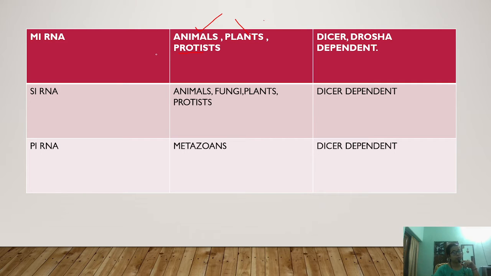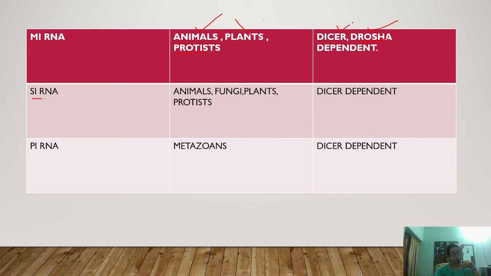In animals, plants and protists, this miRNA is present, and it is Dicer and Drosha dependent, as you have seen in the process. What is Drosha? Drosha is a protein which is found in the nucleus. Why is it required? It is required for the conversion of pri-miRNA into pre-miRNA.